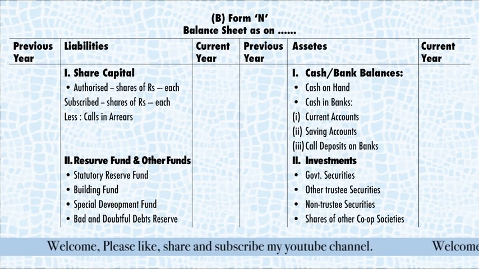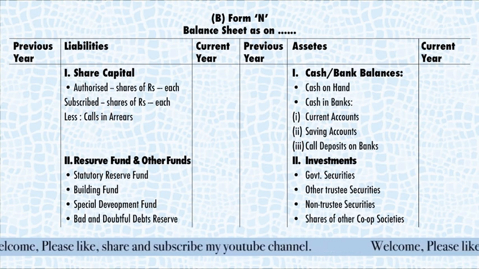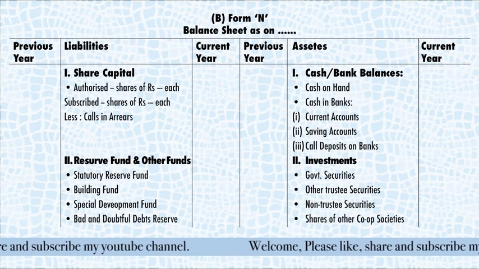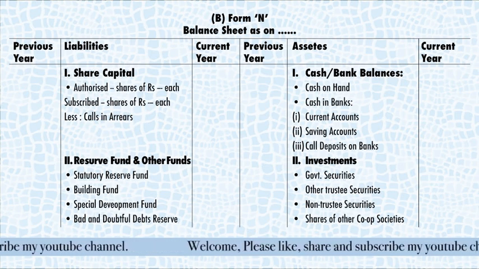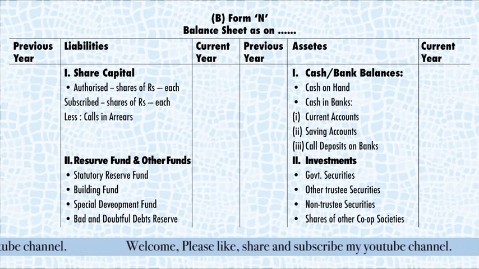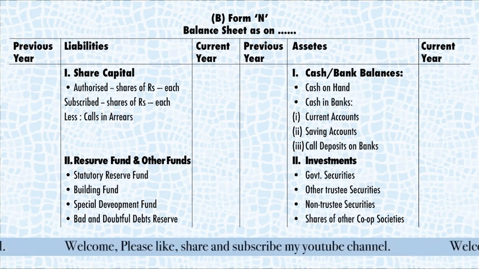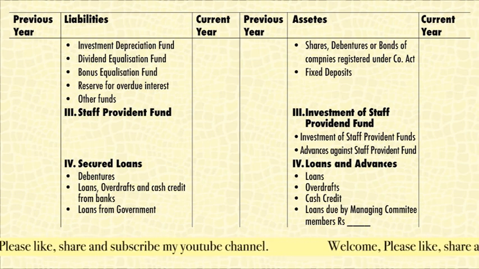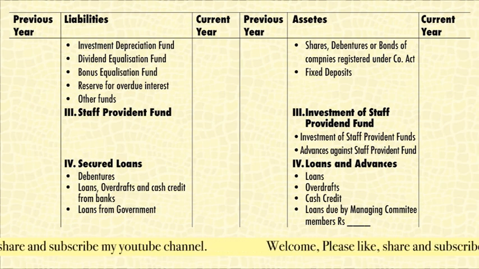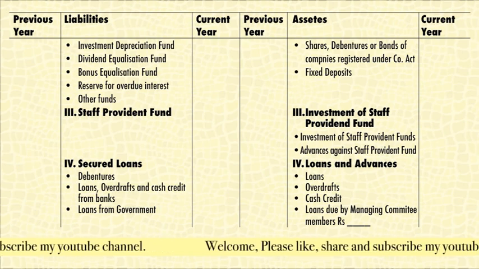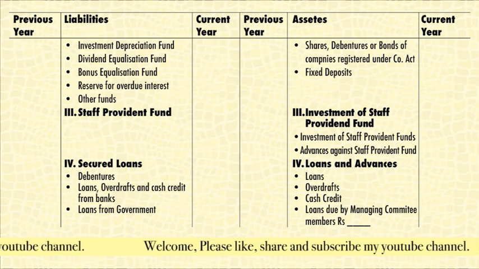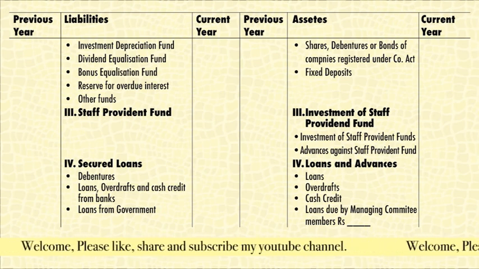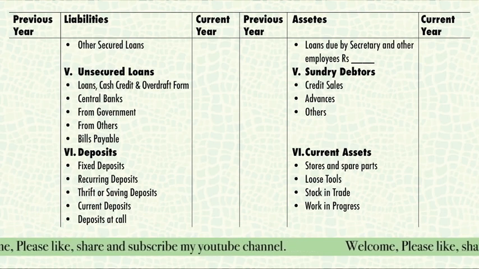Now on the asset side, that is the right hand side, the first is cash or bank balance, any cash transaction. It can be cash on hand, cash in bank in the form of current account, savings account, call deposits on banks. The second is investments. It can be in the form of government securities, other trustee securities, non-trustee securities, shares of other cooperative societies, shares, debentures, bonds of companies registered under the Companies Act, fixed deposits. The third is investments of staff provident fund. If any advances are related to staff provident fund, you have to take it. Fourth is loans and advances, loans, overdrafts, cash credit, loans due by managing committee members, loans due by secretary and other employees.